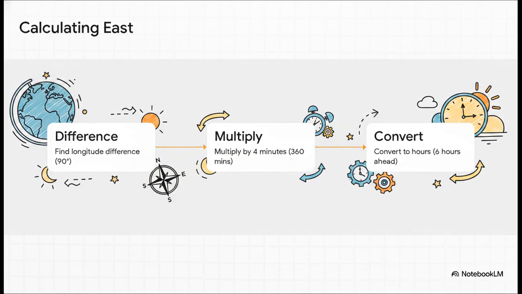locally. First, we just find the difference in longitude. That's 90 minus 0, so 90. We take that 90 degrees and multiply it by our magic number, 4 minutes per degree. That gives us 360 minutes. To make that a bit more readable, we divide 360 by 60 minutes to convert it into hours, leaving us with exactly 6 hours. Now, because Bhutan is to the east, their sun rose way earlier, meaning we add those 6 hours to our Greenwich noon. And there you have it, exactly 6 p.m.